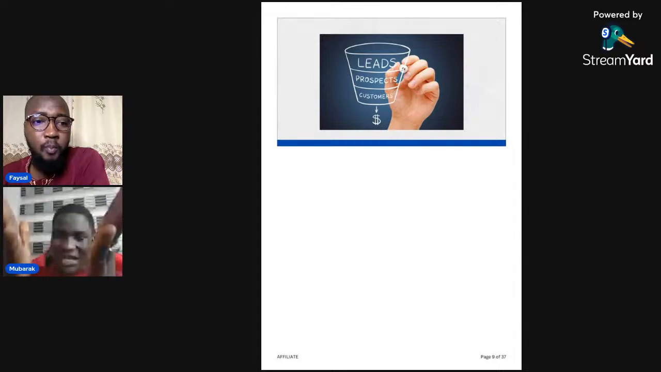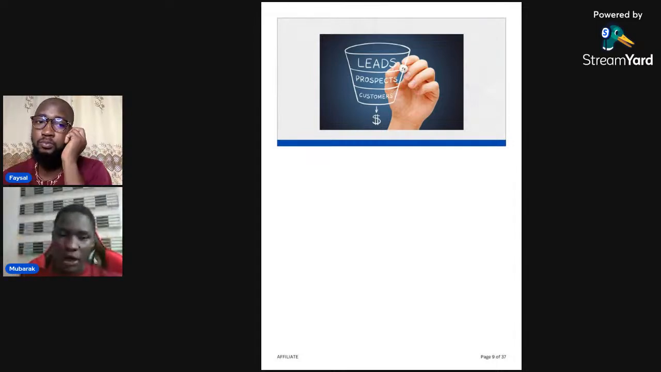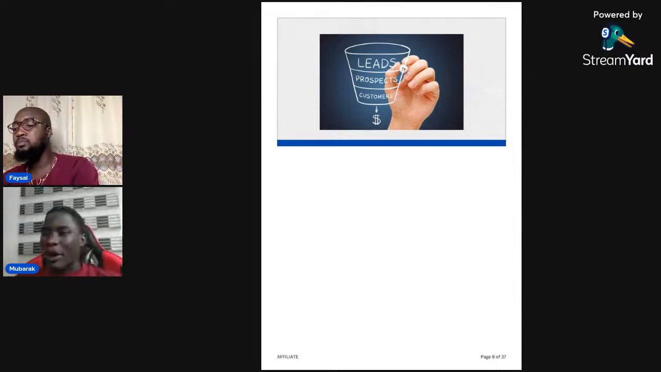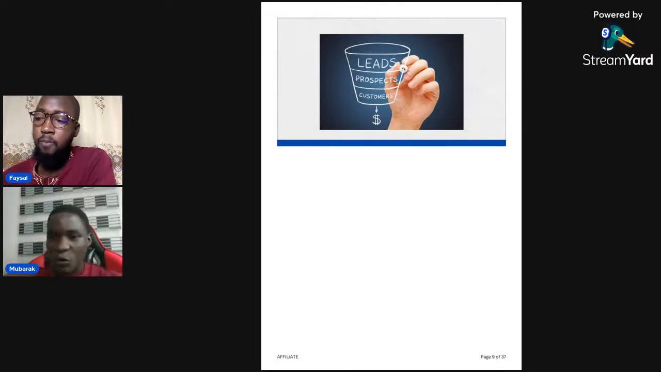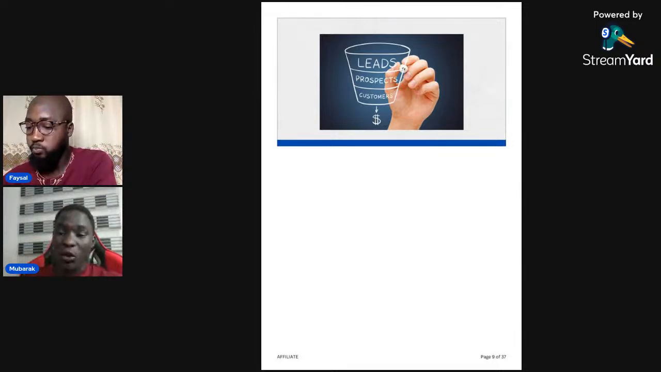That's why we call this thing a funnel, because it is tied down to filtering a lot of people. 1,000 people might come in as a lead, but out of that 1,000, some of them might even block you. Some might even abuse you or tell you that you're a scammer, or they are not interested.